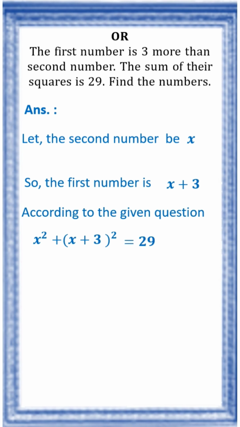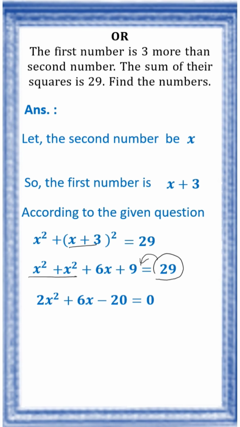Expand this using the (a plus b) whole square formula, that is equal to a square plus 2ab plus b square. So it becomes x square plus 6x plus 9 is equal to 29. Now write it in the standard form, which means you have to bring this to this place, it becomes negative of 29, and you can add these two. So 2x square plus x minus 20 is equal to 0.